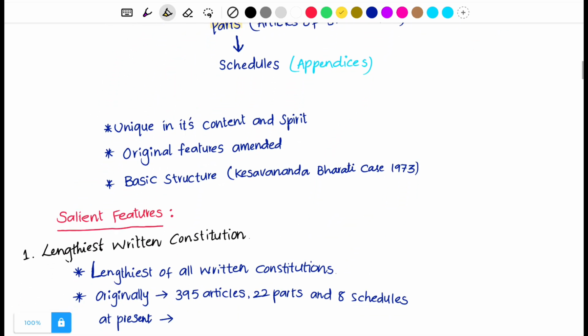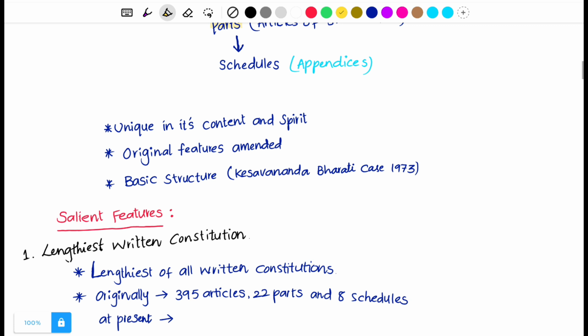The Constitution of India is unique in its content and spirit. We have most of the provisions borrowed from the constitutions of other countries of the world, but our Indian Constitution is unique in its letter and spirit. Article 368 of the Indian Constitution provides for amendment from time to time. By the prevailing circumstances and necessities, we have amended our Constitution many times.